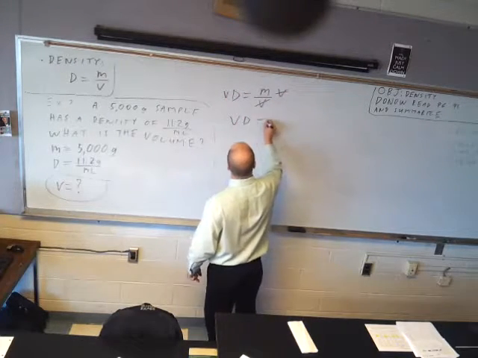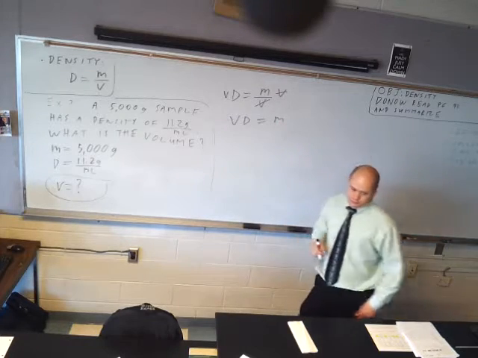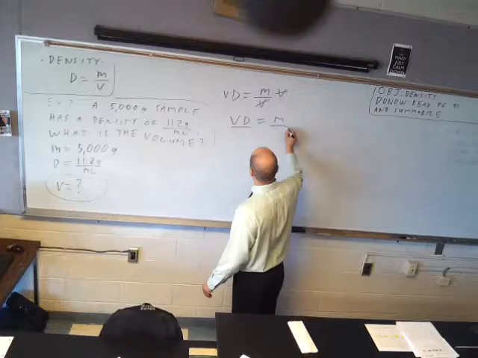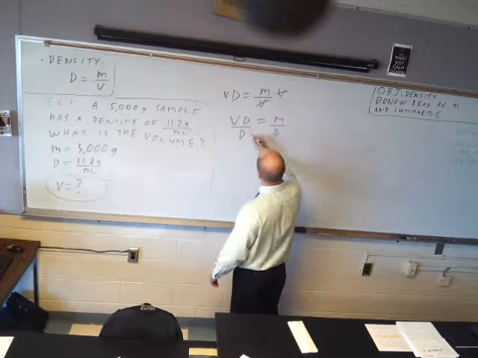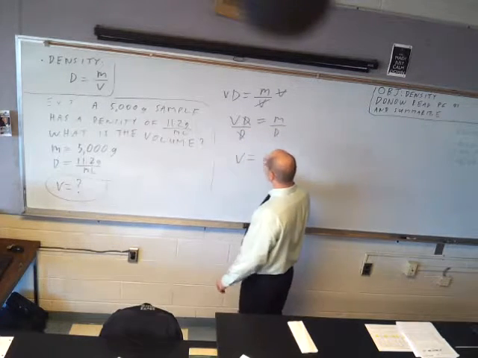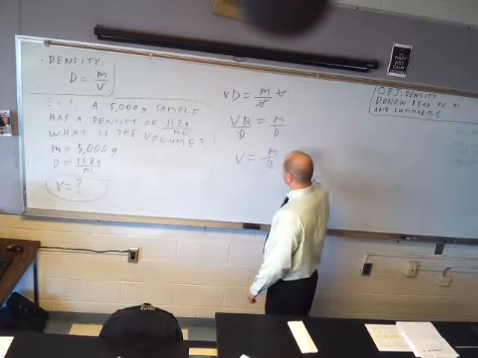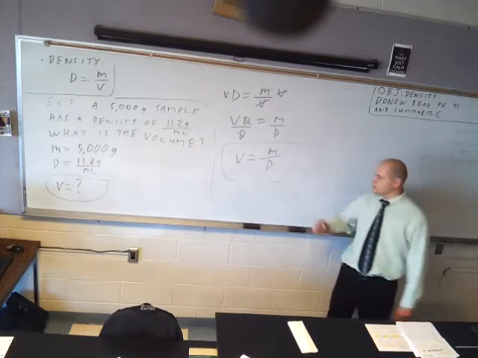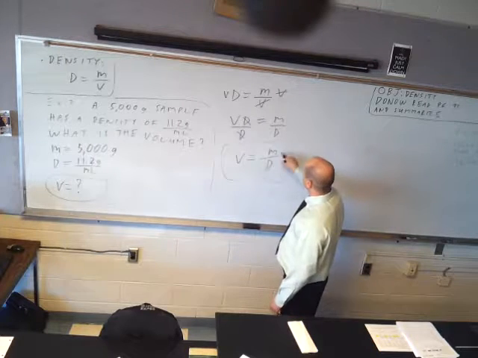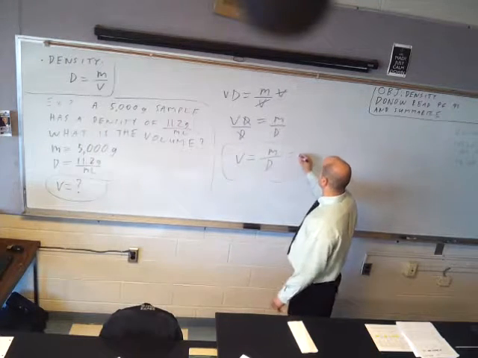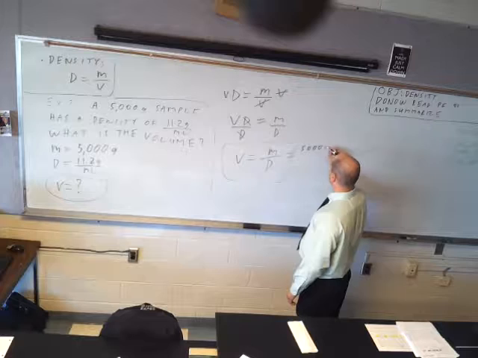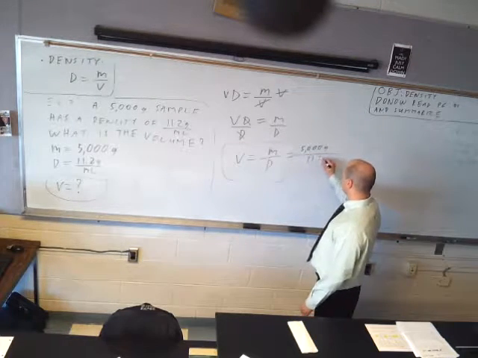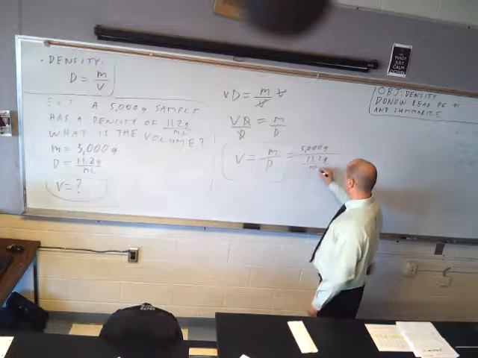V times D equals M. Now what do we do? Divide both sides by D. We're trying to find volume, right? Trying to get volume by itself. So here we go. V equals M over D. That's our solution. Now we go ahead and plug in numbers. So M is 5,000 grams divided by density, which is 11.2 grams per milliliter.